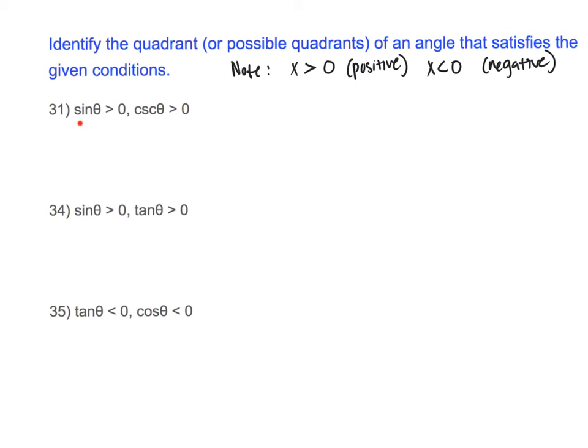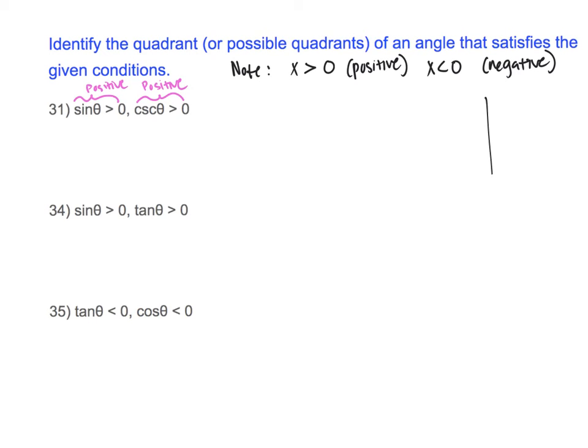Okay, so what we're going to do next is look at these conditions here. It says that the quadrant needs to satisfy that sine is greater than 0. So that means that sine needs to be a positive value, just right here, positive. And then cosecant also needs to be positive.